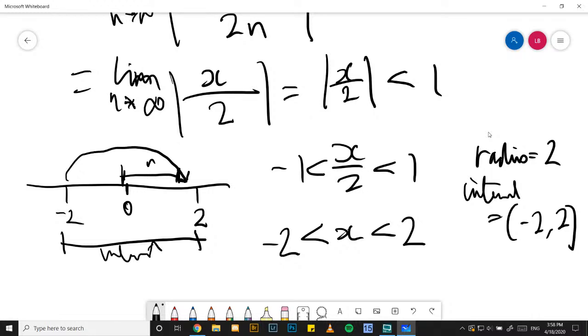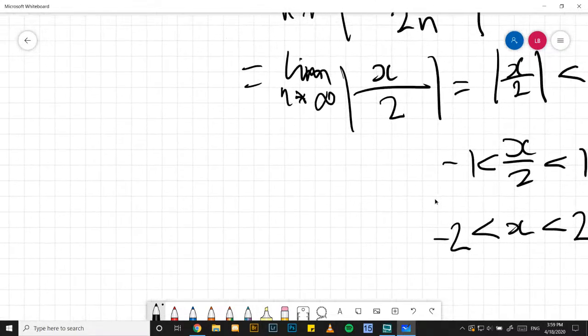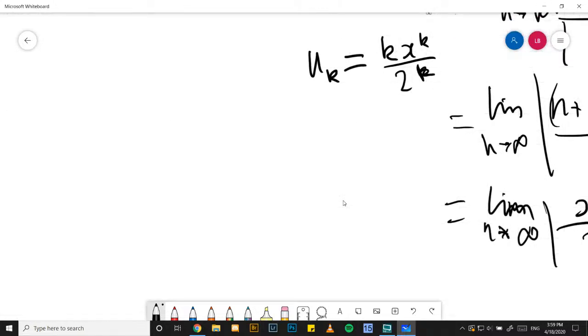Now note that we're not done with what we had to do yet. We're not necessarily finished with the actual question. Over here we just used the ratio test, and we just said that x is greater than negative 2 and less than 2. However, we need to check whether or not the series also converges at 2 and negative 2. So you need to go back to the original function, which is k x to the power of k over 2 to the k. You need to check for negative 2 and also check for 2. So if we're going to look at u_k, you need to check for negative 2 to see whether it converges there or not.